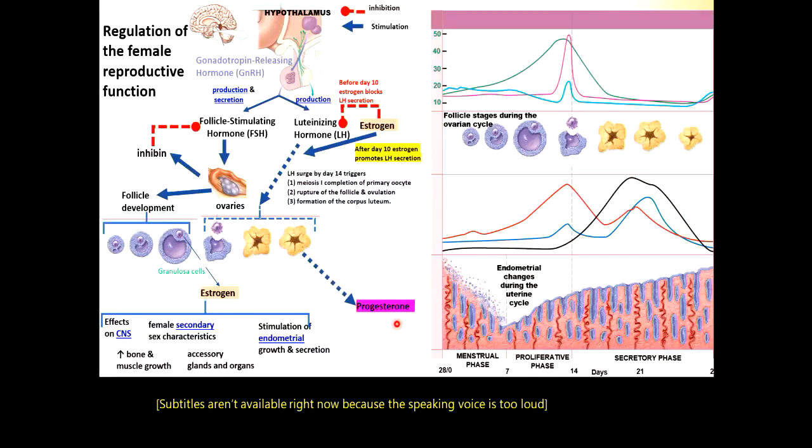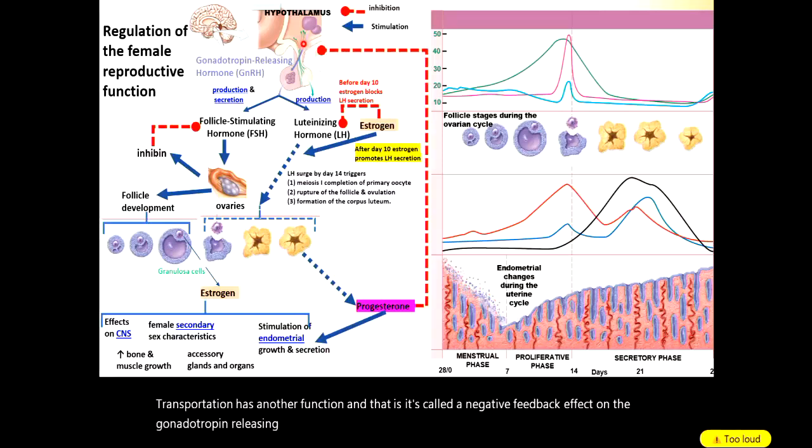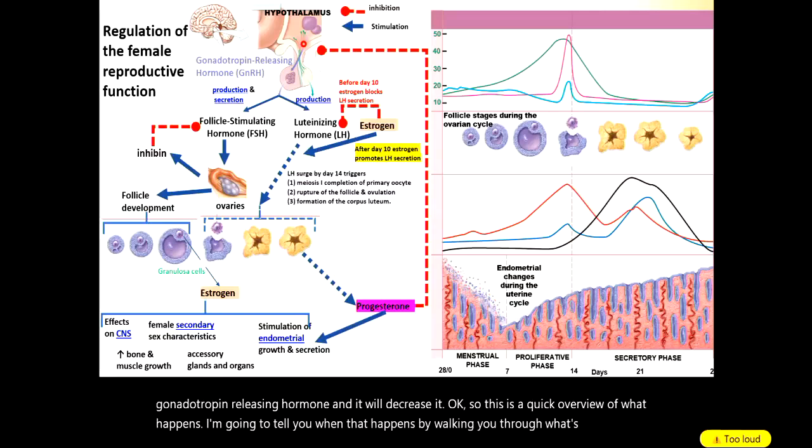What is the role of progesterone? Its goal is to maintain the pregnancy. So progesterone also acts on this endometrial lining to stimulate its growth and secretion as well. Progesterone has another function, and that is it's got a negative feedback effect on the gonadotrophin releasing hormone, and it will decrease it. Okay, so this is a quick overview of what happens. Now I'm going to tell you when that happens by walking you through what's happening in the right hand panel.